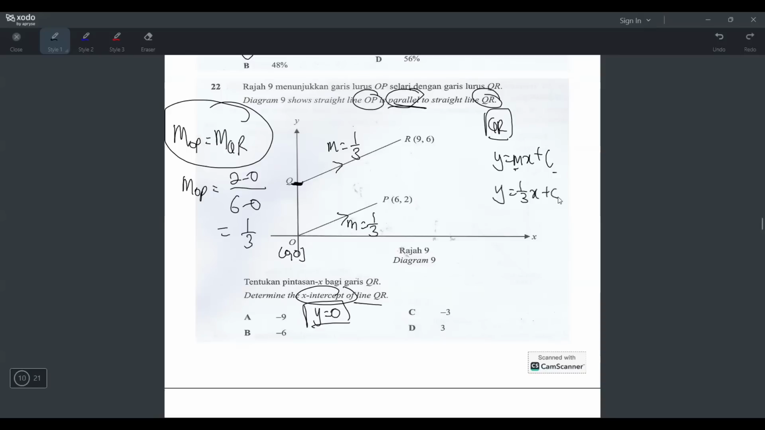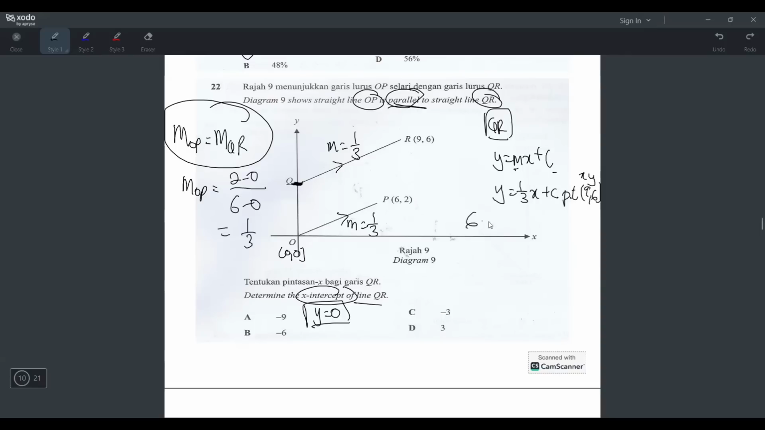How to substitute? You write c like this and then you write passes through. PT means passes through, and you substitute a point that passes through line QR. So the point that I use is 9, 6. Cannot use 6, 2 or 0, 0, because these two points do not pass through the line QR. You can only substitute when the point passes through that line. And why do I substitute like that? Because when I do that, you can put in your x and y and find your c, right? Because if you want to find c, you need x and y.